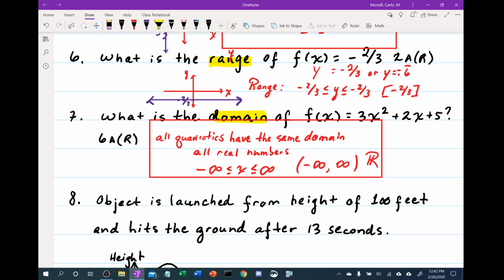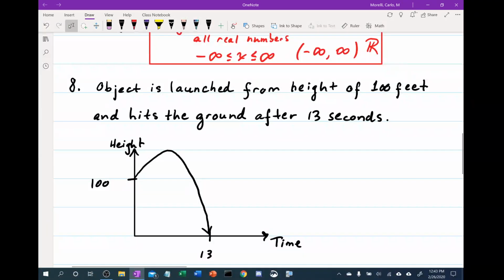So was that hard? You had to just know that, didn't you? You have to know that, okay, that's a quadratic. And the way that we knew it was a quadratic was because the highest exponent is 2. All right? When you see that squared, you know it's a quadratic. Let's look at number 8.